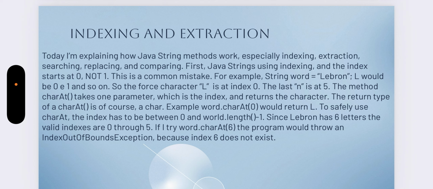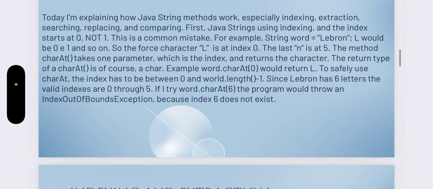The method charAt takes one parameter, which is the index, and returns the character. The return type of charAt is, of course, a char. Example, word.charAt(0) would return L. To safely use charAt, the index has to be between 0 and word.length() minus 1. Since LeBron has 6 letters, the valid indexes are 0 through 5.